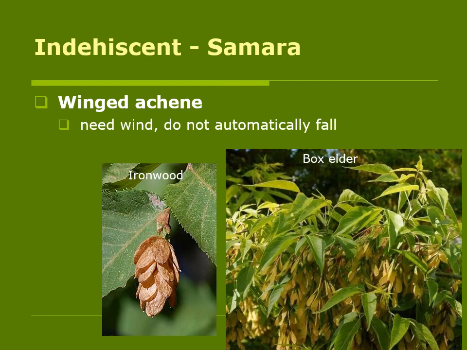Moving on to indehiscent samaras. It's another type of indehiscent, dry, simple fruit. Samaras are often referred to as winged achenes. The seeds are on the exterior. They're attached by funiculi, but they have a wing, which means they need wind to disperse them. They do not automatically fall. They typically need a strong wind. Examples here are ironwood and box elder. You'll notice that I don't have maple keys here. We're going to discuss that in a second. But samaras are what we call winged achenes, dry indehiscent fruit.